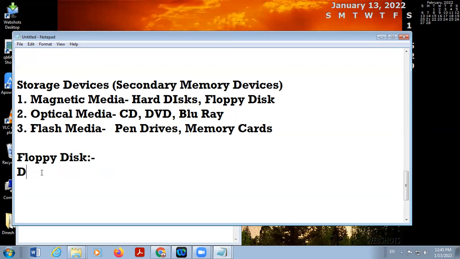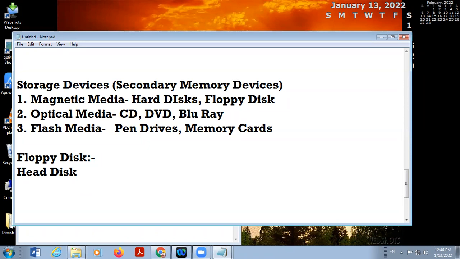Now, the second storage device is the hard disk. From the name, you can easily find out it is made of a very hard material, metal. There are different metal plates sealed inside a vacuum box. These plates are called platters, and in these platters there are tracks and sectors. There is a read and write head that reads the data. Clear?